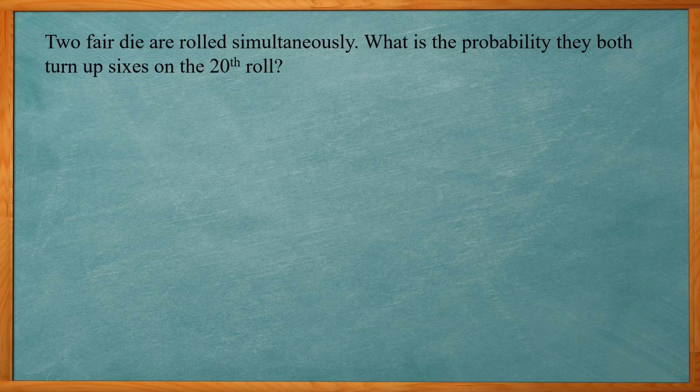This problem says 2 fair dice are rolled simultaneously. What is the probability that they both turn up 6s on a 20th roll? Now this is a little tricky problem because they throw that 20th roll in there, but that actually does not matter. Since this is just a dice that you roll, what I rolled before doesn't affect what I roll on the next roll. So the probability of any of these numbers is not affected by what was rolled before.